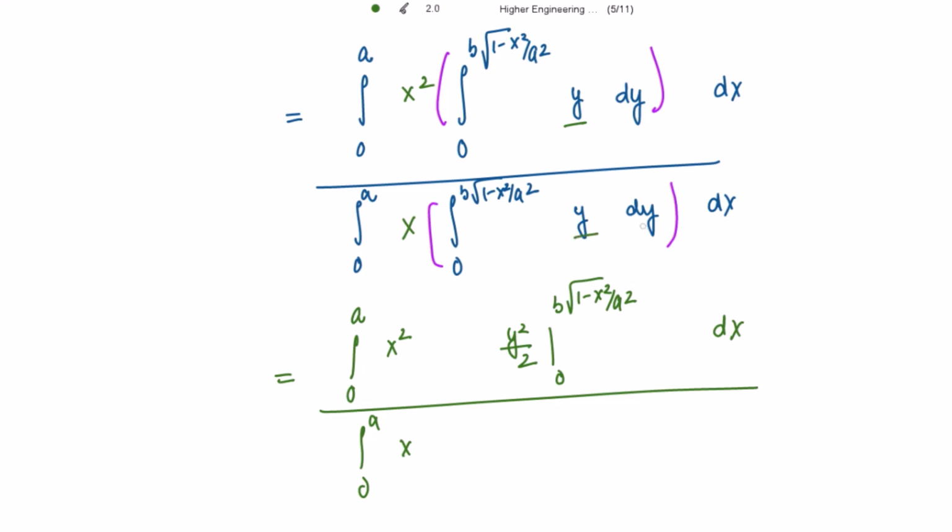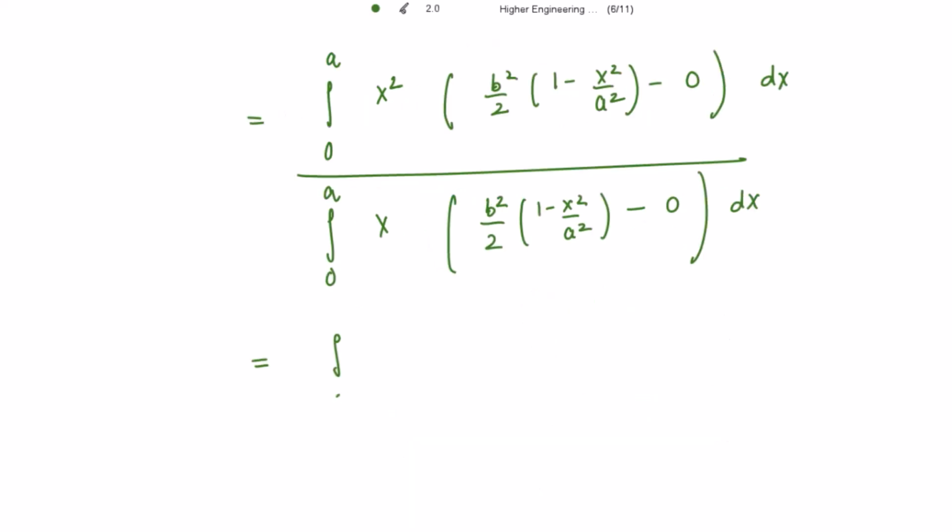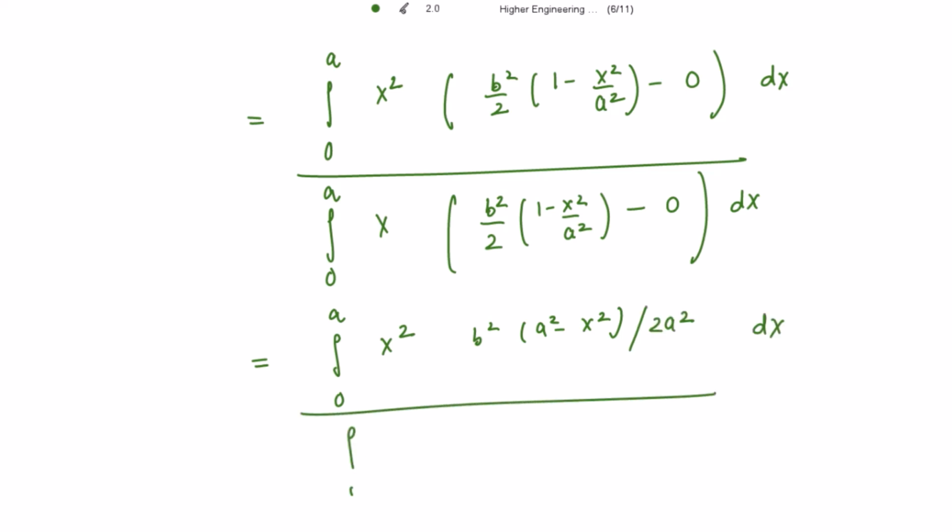Also integrating y with respect to dy is the same, so this is y square by 2 dx. Putting the upper limit, we get b square by 2 into 1 minus x square by a square, minus the lower limit, which is 0. Similarly for the denominator, this is from 0 to a integration of x square into b square into a square minus x square divided by 2a square dx.